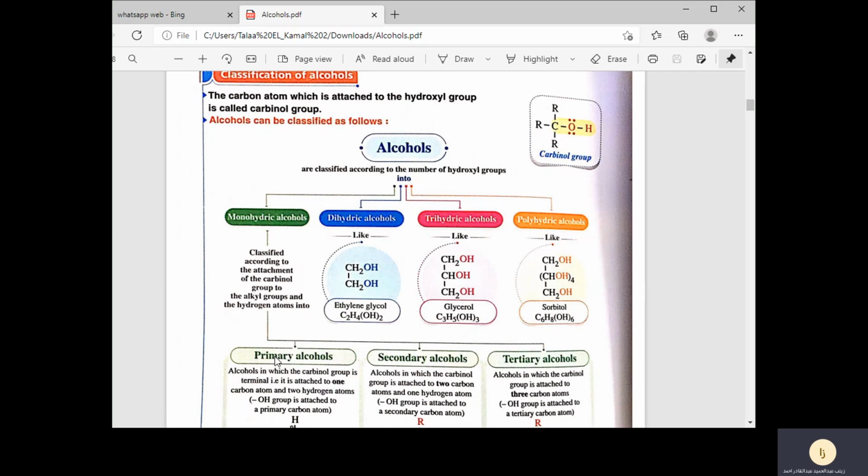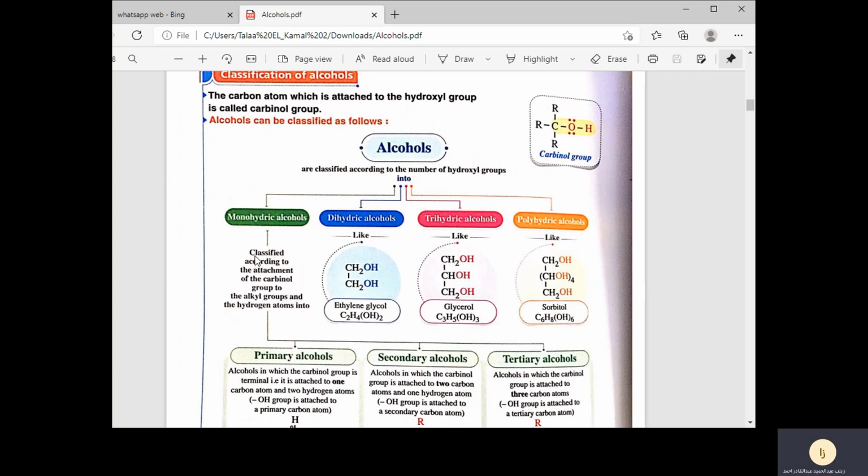These alcohols contain one hydroxyl group. Dihydric, the alcohols which contain two hydroxyl groups, like ethylene glycol. Trihydric, like glycerol, which contains three hydroxyl groups. Polyhydric, like sorbitol, which contains many hydroxyl groups.